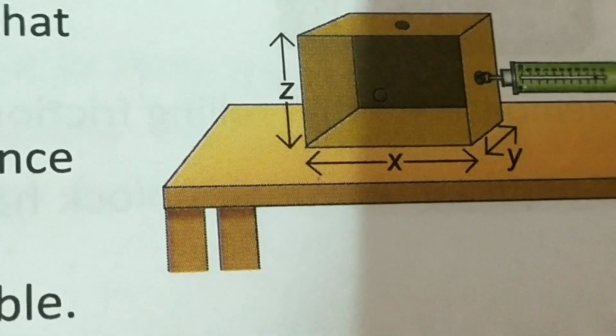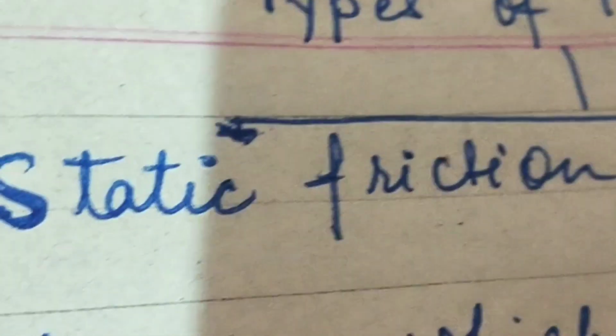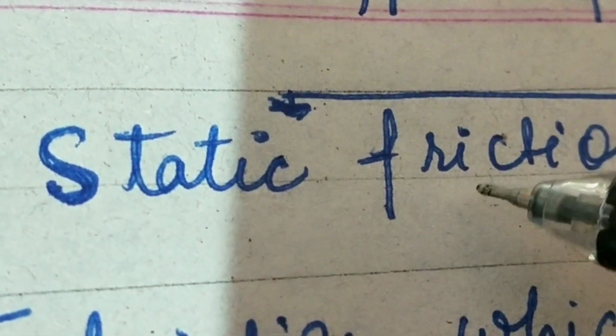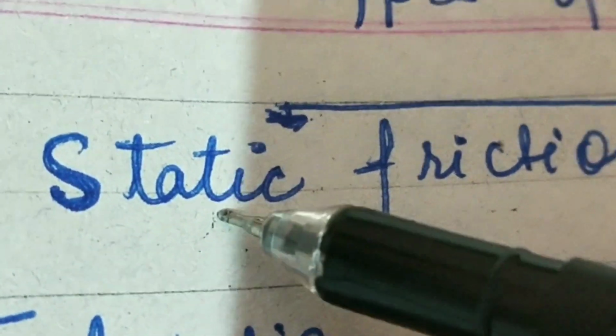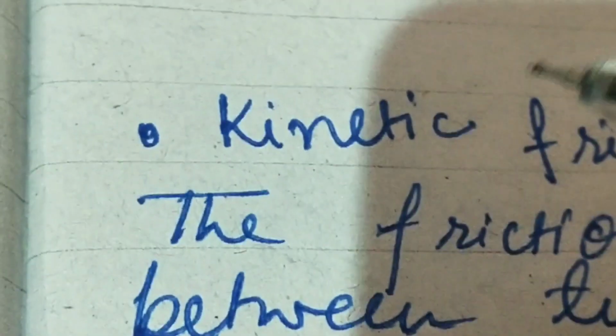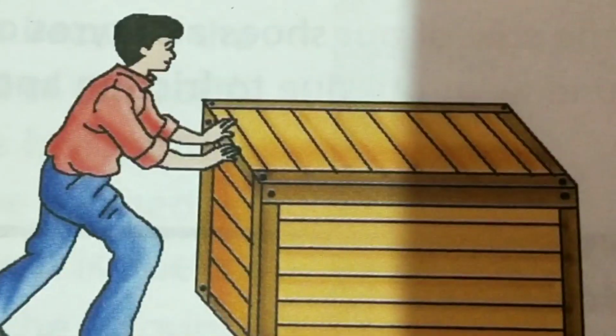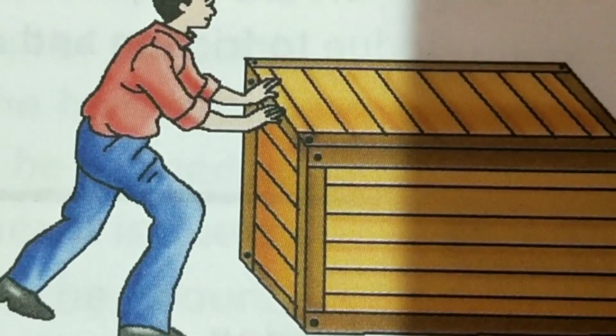Now let's see the types of friction. See, friction is the opposing force, so it is of two types: static friction or the stationary friction, and kinetic friction or the friction caused by movement. You may understand these two frictions with the help of an example. Now see this example again.